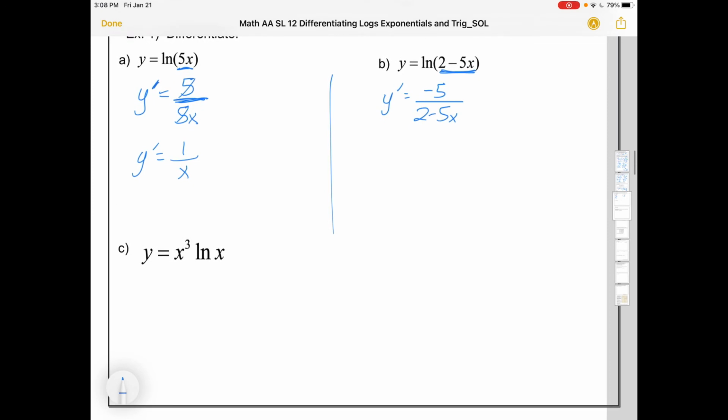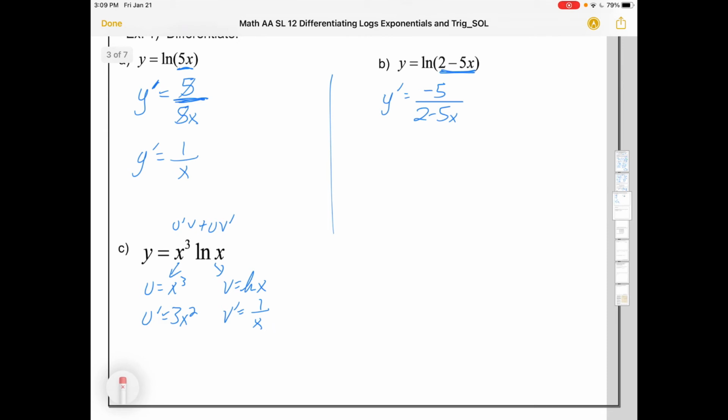You do have to watch out for other rules. This one is x cubed times ln x. So this is a product rule. Okay, product rule does this business. And so u would be x cubed. u prime would be 3x squared. For ln x, that would be our sort of v, ln x. And its derivative is 1 over x, though you can also sing that through. The original goes on the bottom, its derivative on the top.